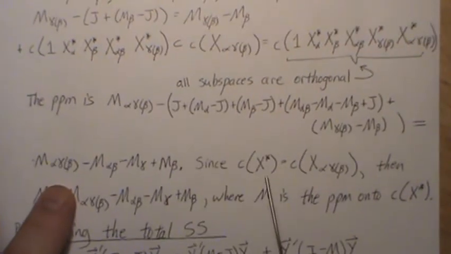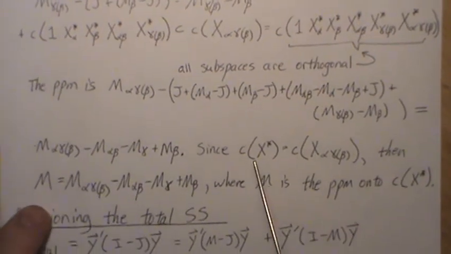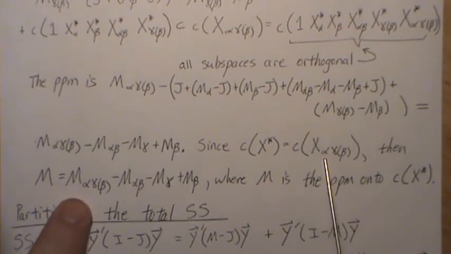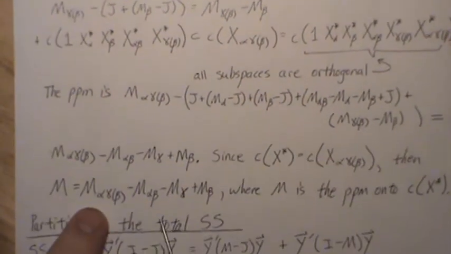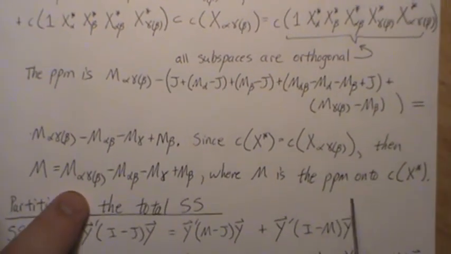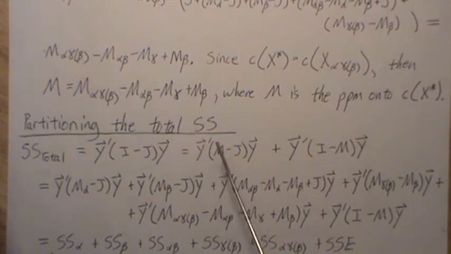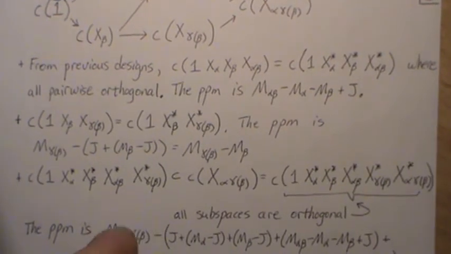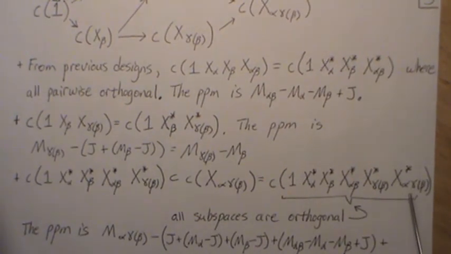Now, since the column space of X star, the full design matrix, is actually equal to the column space of this interaction space, then those two perpendicular projection matrices have to equal. So M, which is the perpendicular projection matrix on the X star, is actually this perpendicular projection matrix. And how to find that is you add all of these perpendicular projection matrices and you get this. Now what we want to do is partition the total sums of squares. So what we have is orthogonal subspaces here, and M is defined as the addition of each of those perpendicular projection matrices.